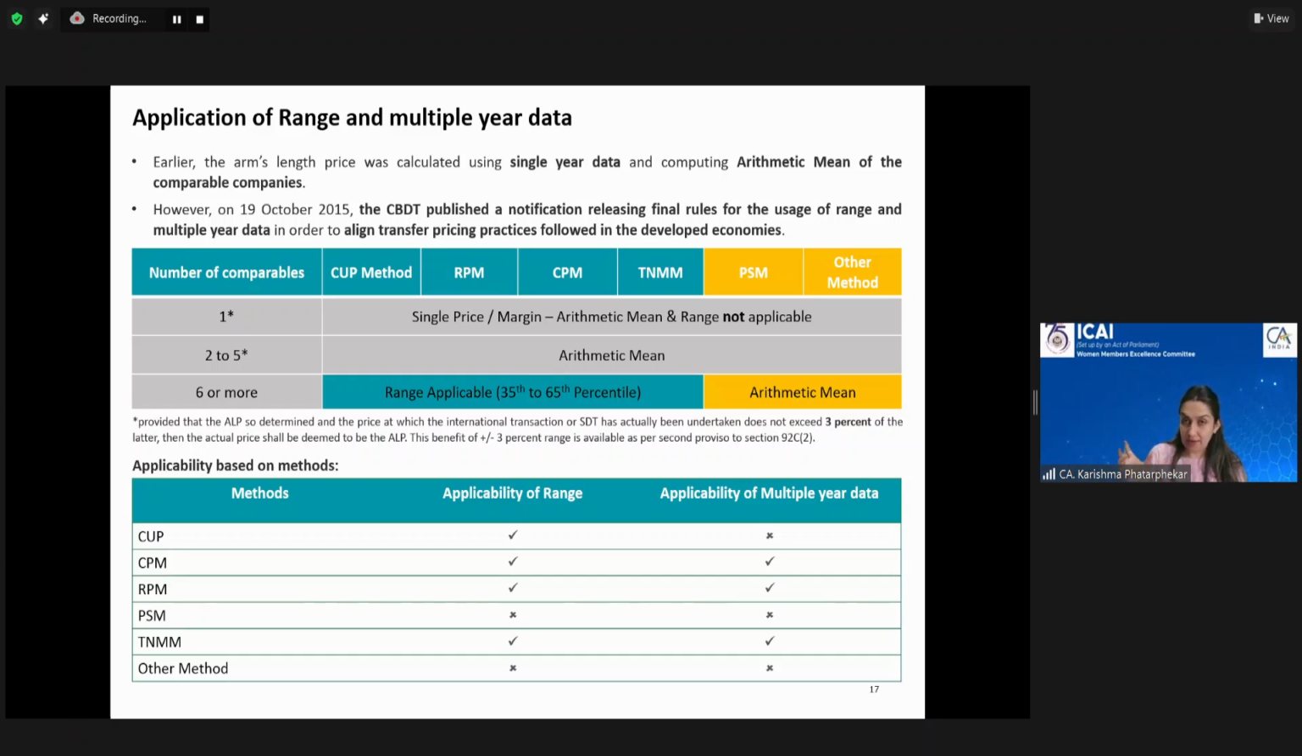There will be a band that will be available. Now, this was a very unique law for India, where they used arithmetic mean and this plus or minus 3%. Because what happens is that when you take an average, the average could be a skewed number, right? And also the plus or minus 3% is a very complicated mechanism.